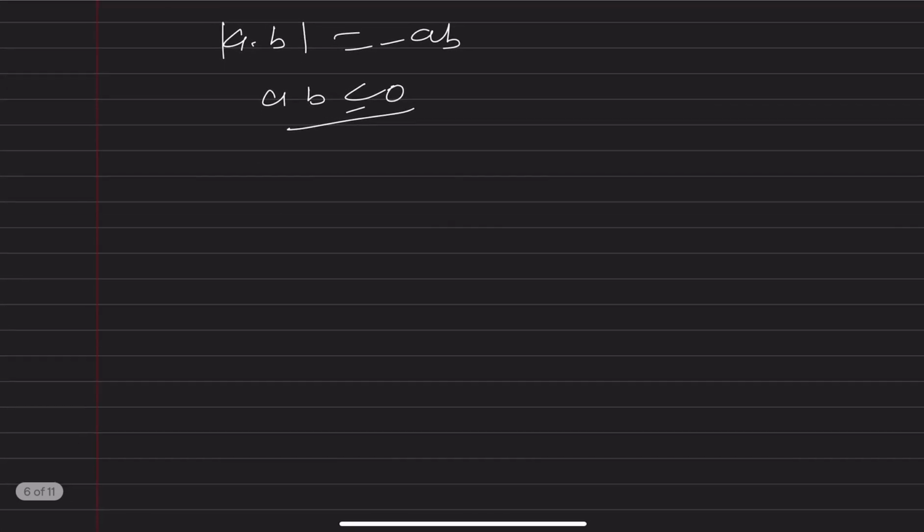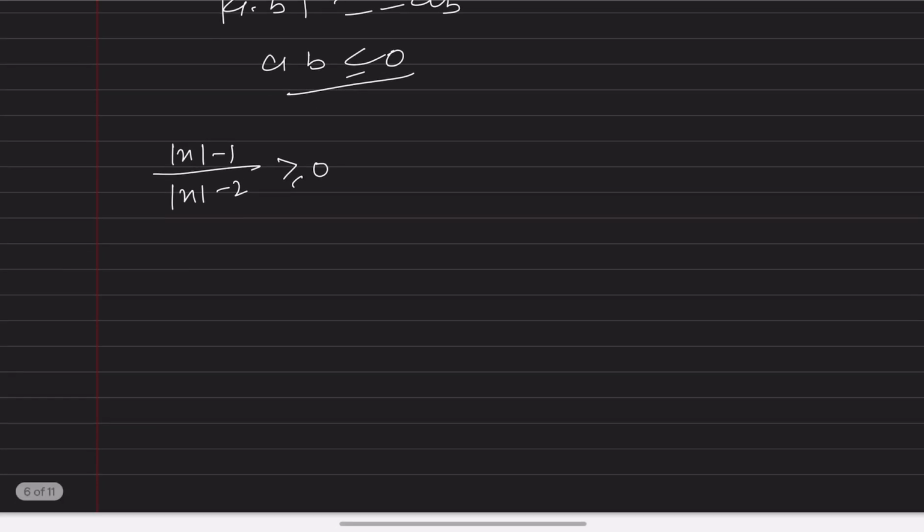So the first question: we have (mod of x minus 1) divided by (mod of x minus 2) greater than or equal to 0. So what we'll do is consider y equal to mod of x. Here we have mod of x minus 1 divided by mod of x minus 2 greater than or equal to 0, and we have to find the solution.